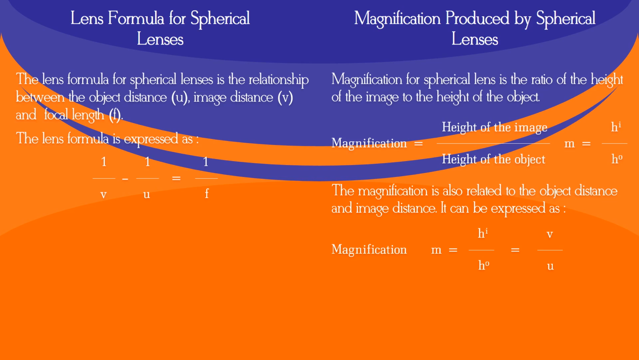Next one, magnification produced by spherical lens. The magnification for a spherical lens is the ratio of the height of the image to the height of the object, and the magnification, denoted by m, is equal to hi/ho. The magnification is also related to the object distance and the image distance, and it can be expressed as magnification m is equal to hi/ho, which is equal to v/u. It is the same as for mirrors, but only the sign will be different.